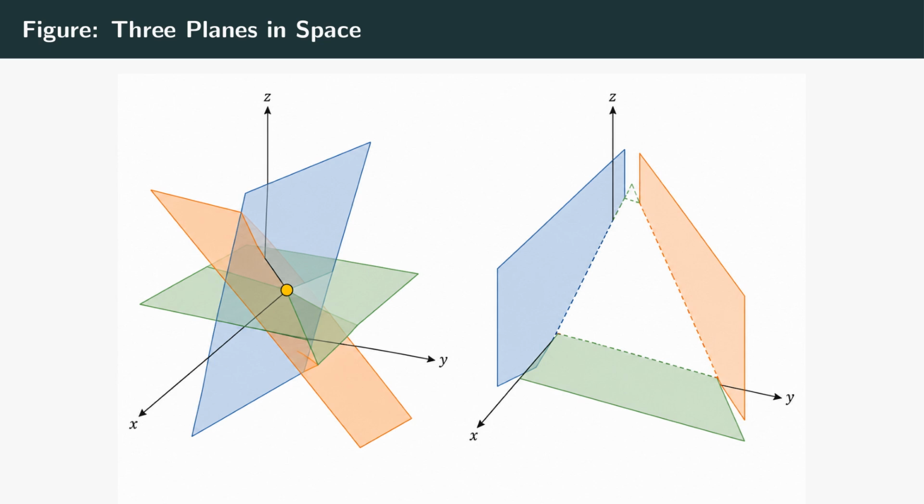There are still more arrangements possible. 3 planes can share a whole line, giving infinitely many solutions, or all coincide. But the punchline never changes, even in space. The count of solutions is always 0, 1, or infinitely many. The geometry gets fancier, the rule holds firm.